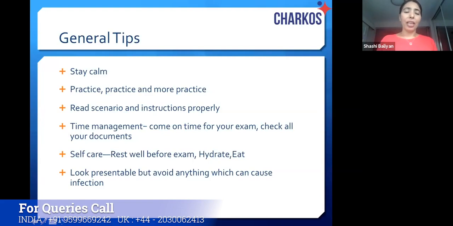Then self-care: you have to rest well before the exam, drink enough, and eat, because I know that quite a few people are too nervous to eat or drink anything before the exam. But you do need all that glucose to make your brain work. Look presentable, but avoid anything which is a cause of infection. When you are coming for the exam, we will give you all the details of what exactly you need to wear and how you need to look. We will go into more detail on those at that time.